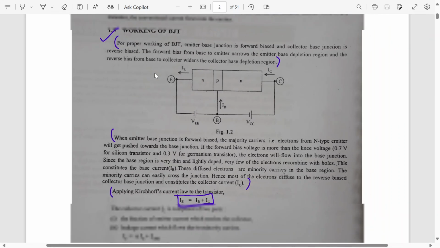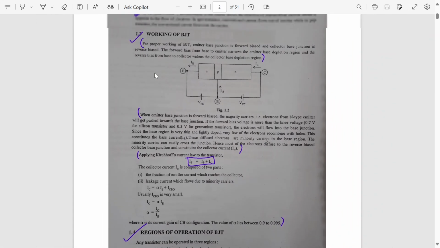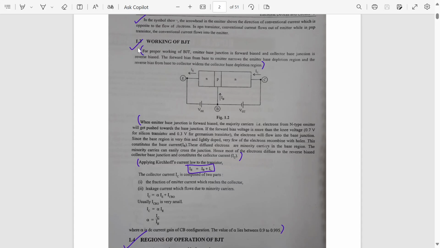Then the working of the BJT. This much is the answer. This whole page, from here till here, let me mark it in red color. You have to write this answer if working of BJT is asked. Okay? Agree? Understood?